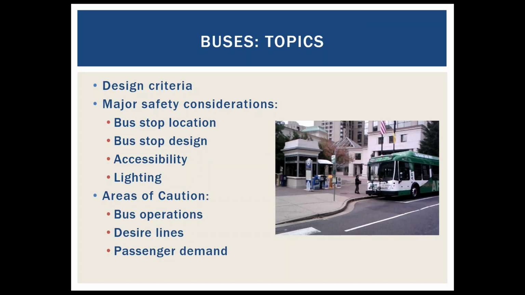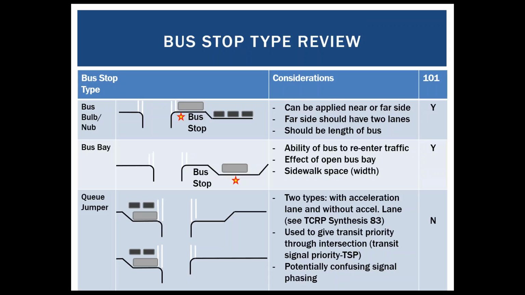We're going to talk about specific topics for each of the types of transit. This is kind of an overview we'll go through. We'll talk about some of the major considerations and areas of caution with regard to bus stops. Again, these are things that were talked about in the 101 course, as we label it, the first round of pedestrian safety and design courses that were developed through this program.